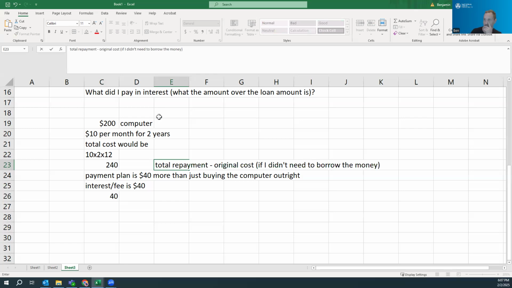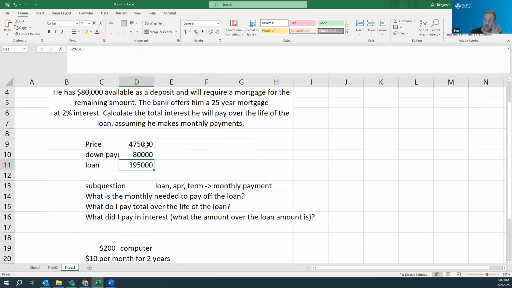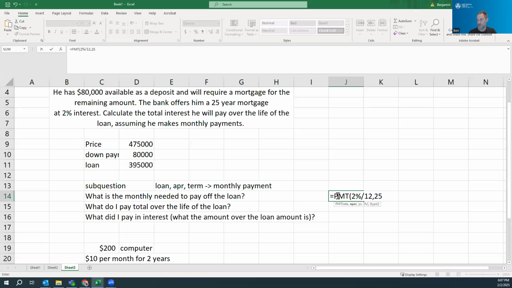So here it's important that when I'm thinking about this, I'm thinking about the 395, because although the price of the home is 475,000, with the down payment taken care of, really the part that's loaned is 395. That's what I'm focusing on. All right, I got a plan I'm going to attack. So what's the monthly amount? PMT. I got a 2% interest rate, unheard of nowadays. Of course, I divided it into 12 payments, 12 months, 25 times 12, and minus 395.